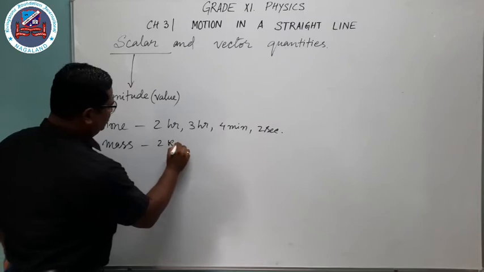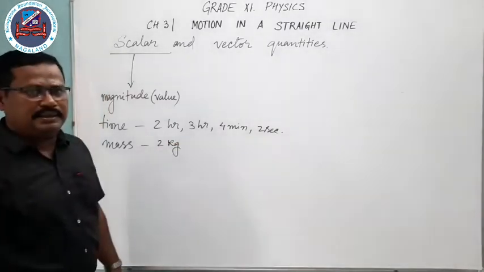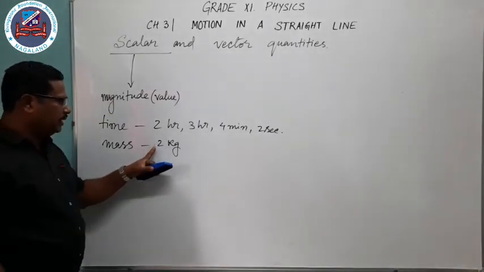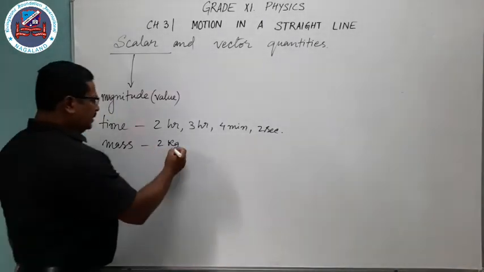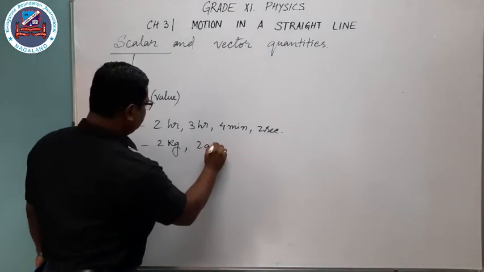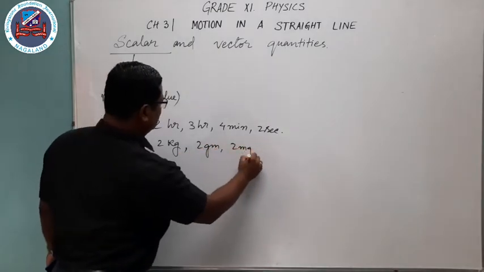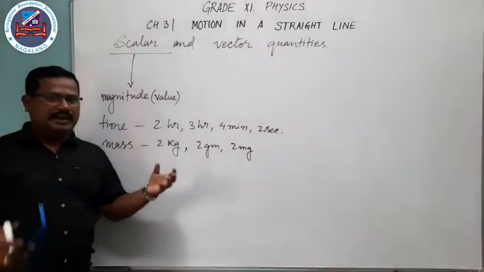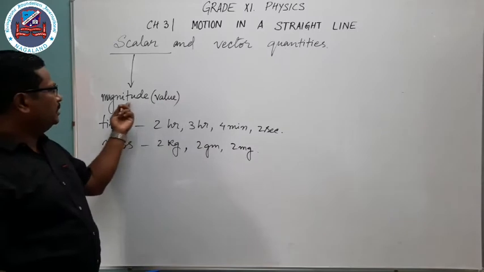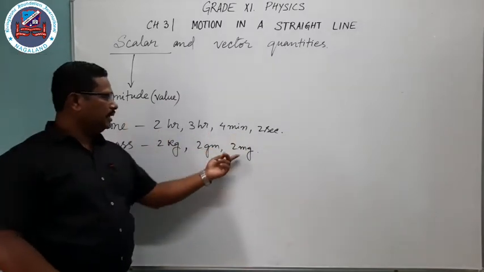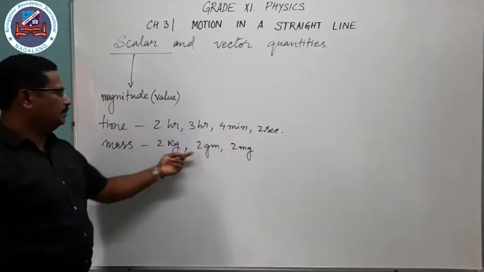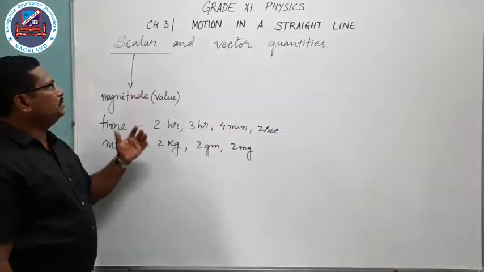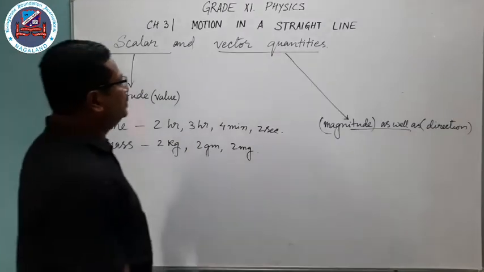Suppose 2 kg, you never say minus 2 kg, minus 8 kg, like that we never say. We always represent in terms of positive value. So these quantities we call scalar quantities, or 2 gram or 2 milligram. So these are examples of scalar quantity. It does not show any direction. It has its value. These values are called the magnitude. These are magnitudes of mass. These are magnitudes of time. So scalar quantity does not show any direction.